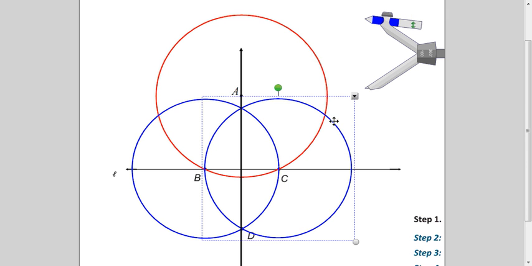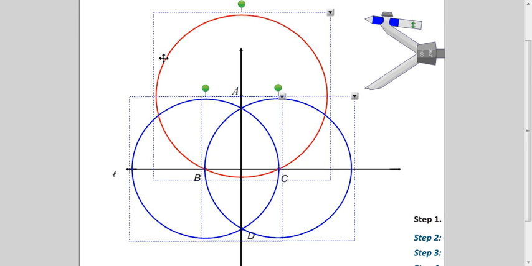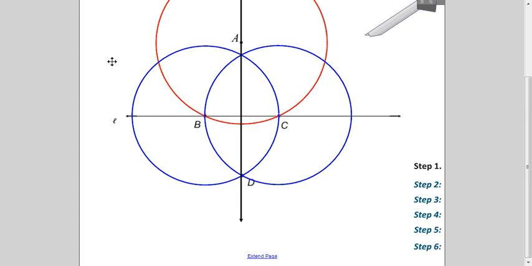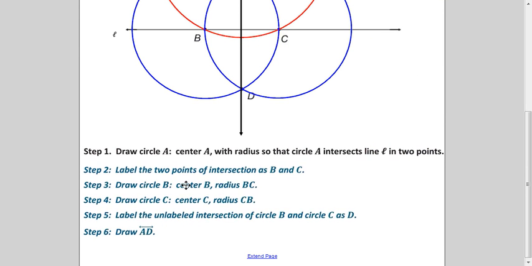And it might look a little messy, but if I delete these circles real quick, you'll see it. There we go. So here are the steps. Compare them with your own.